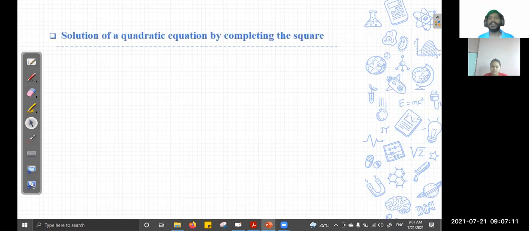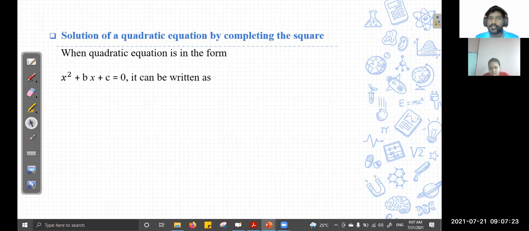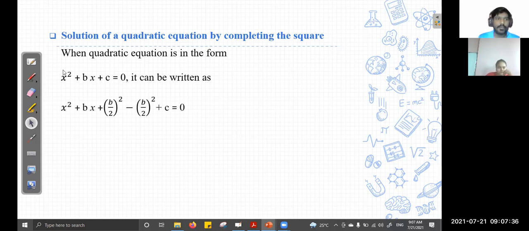Yes. Okay, so we'll see how to find the solution of an equation by the completing the square method. So when the quadratic equation is in the form x squared plus bx plus c is equal to 0, now carefully observe this form. In this form, the square term does not have any coefficient.